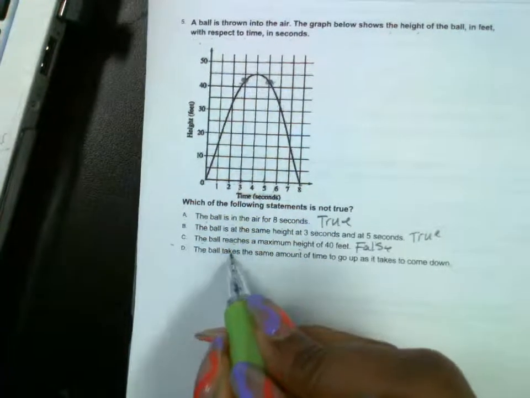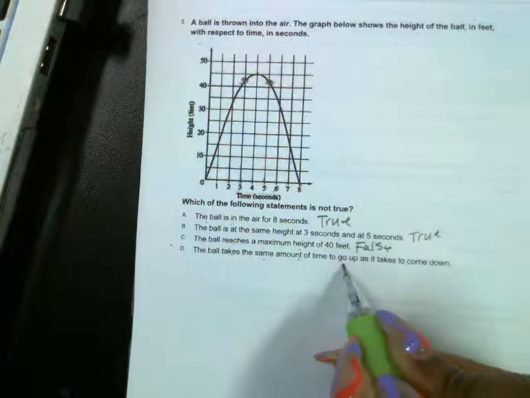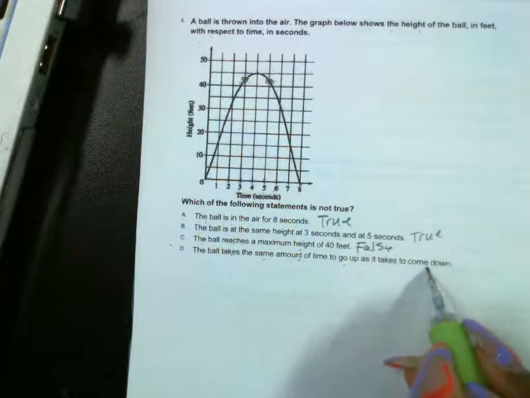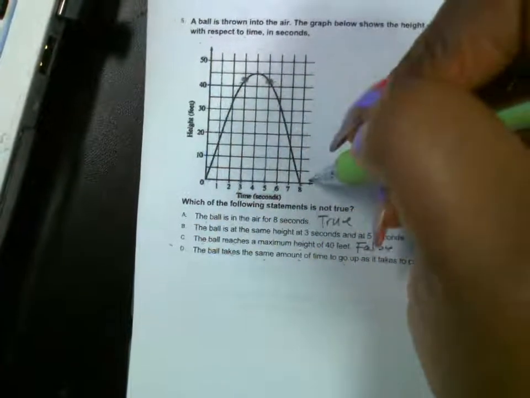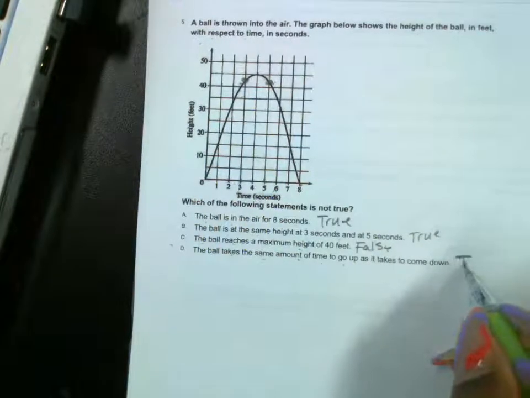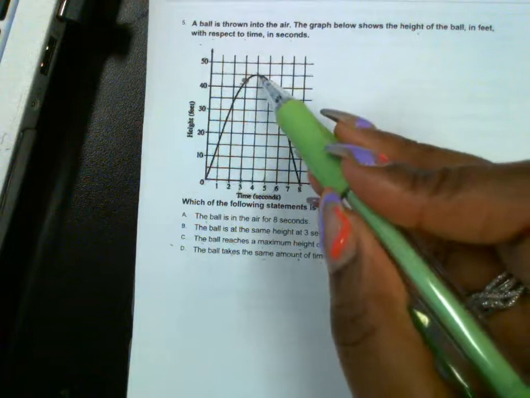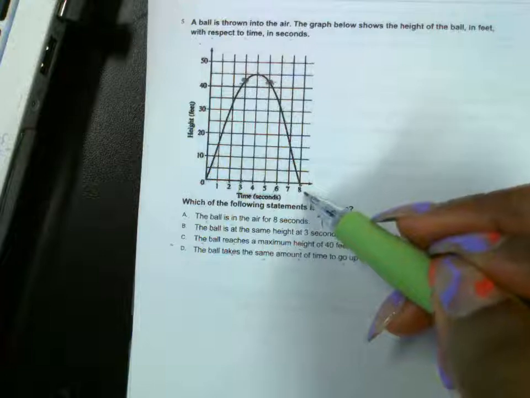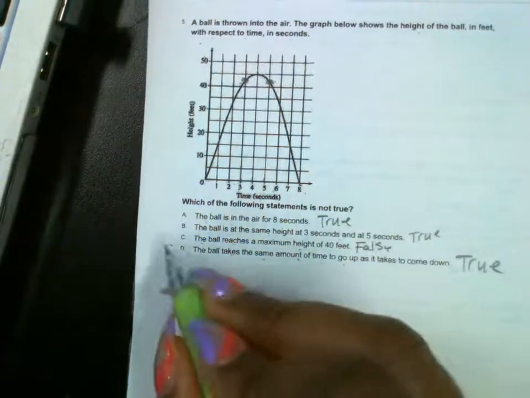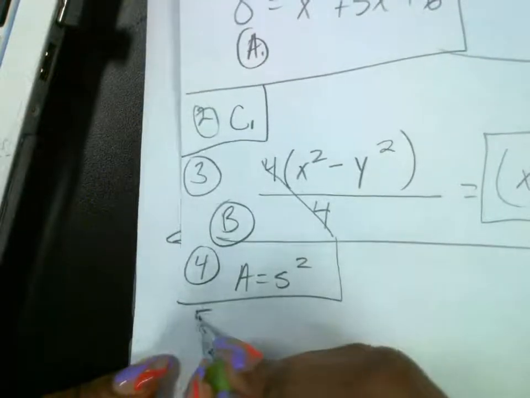And the last one says that the ball takes the same amount of time to go up as it does to come down. So up, 4, down. Yeah, it does. So this is true. Okay. The middle point is 4 seconds. And it's 4 seconds to get all the way up and then 4 seconds to get all the way down. So yes, that's true. So our answer here is going to be C. So number 5, we're going to write C on our paper.